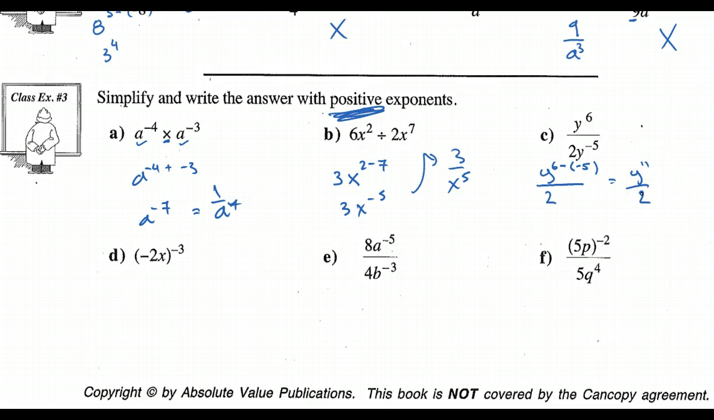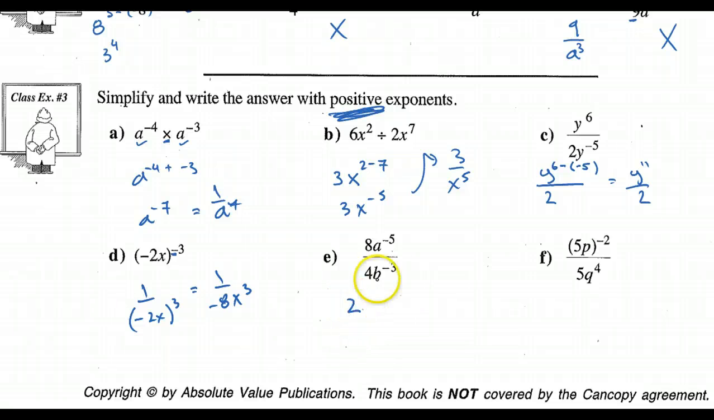Let me do this one quickly here. Negative exponent, this whole thing gets sent to the bottom. So 1 over, put a bracket here, negative 2x to the positive 3. That becomes 1 over negative 8x to the 3.